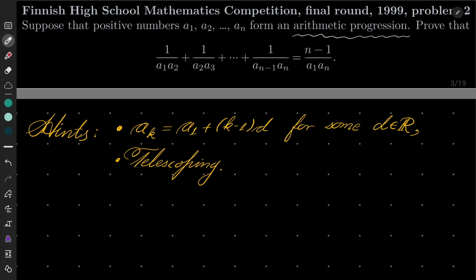My hints for this problem: first of all, make use of the fact that our progression is arithmetic, so use the well-known formula for an arithmetic progression, which goes like that. And then it is possible to transform our sum to make use of telescoping to simplify it. So give it a try and see you in a moment.